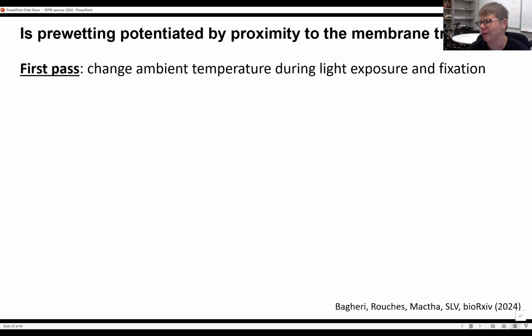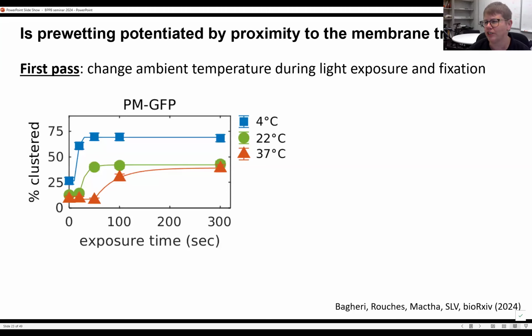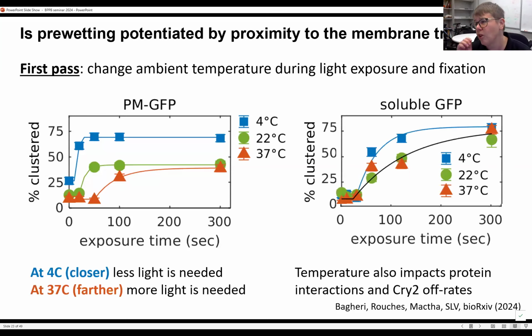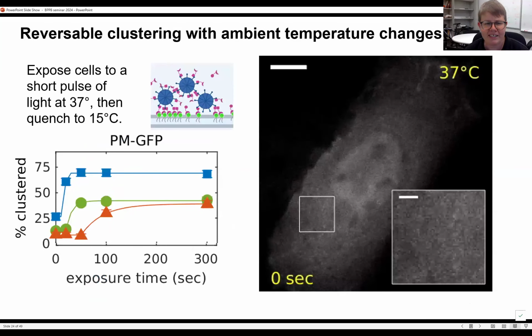Okay, so the first thing we did was change temperature. It's the easiest thing to do. We took our cells, exposed them to light at different temperatures, chemically fixed them and did exactly the same assay. We found that when we lowered the temperature of our cells, less light was needed to form puncta, and when we raised the temperature, we needed more light to form puncta. As a control, of course, we want to look at soluble GFP too, something not tethered to the membrane, to get the membrane out of it. And not surprisingly, we do see some effect of temperature on that system as well, because temperature is important for all thermodynamics and not just membrane thermodynamics. So it's a little bit complicated to interpret this as just a membrane-based phenomenon, but it's still fun.